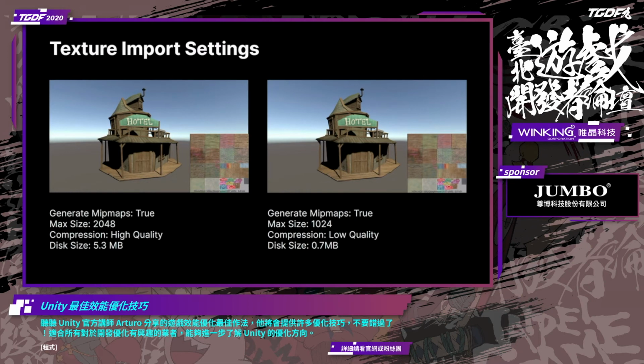Here you can see that we have two scenes, using the same 3D model and the same texture. The one on the left has settings such as generate mipmaps set to true, the max size of the texture set to 2K, the compression favors quality, and the disk space we're using is 5.3 megabytes. On the right side, we have the same texture and the same model, and we just changed a couple of things. The max size is just 1K in this case, and we're favoring more aggressive compression. So the disk space here is 0.7 megabytes.